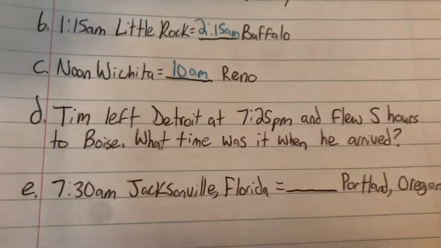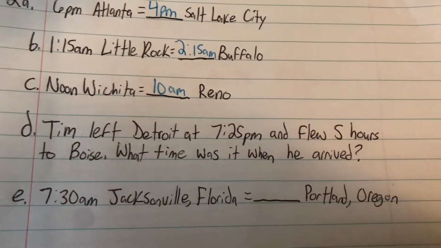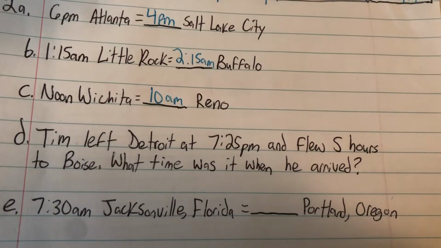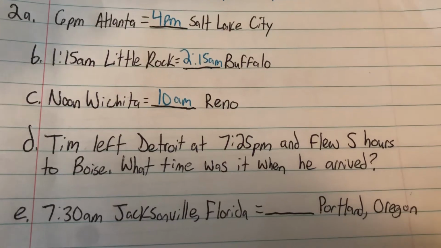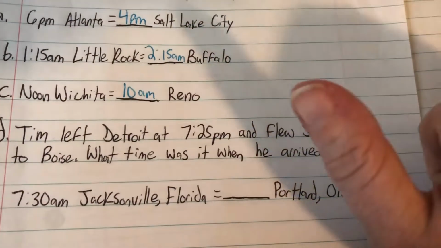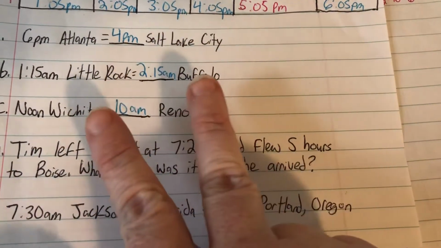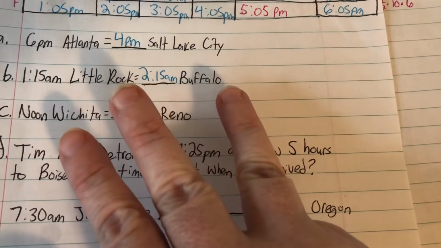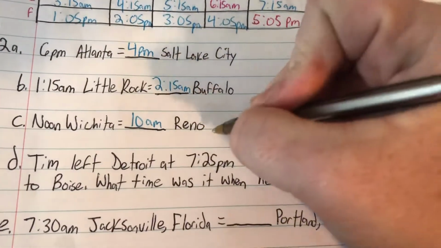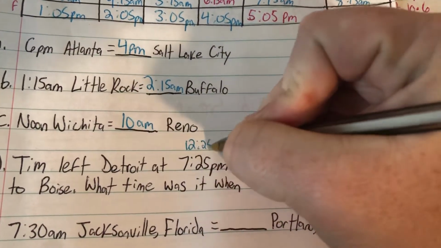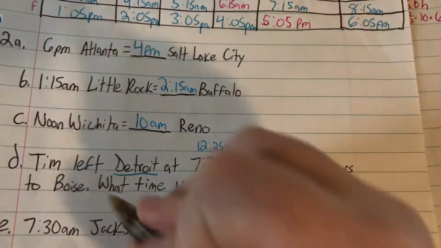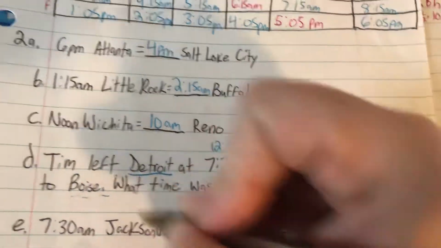Okay, on D, Tim left Detroit, which is in Michigan, at 7:25 p.m. and flew 5 hours to Boise, Idaho. What time was it when he arrived? Well, 7:25, 8:25, 9:25, 10:25, 11:25, 12:25 a.m. So 12:25 a.m. in Detroit is what time in Boise, is basically what it's asking.